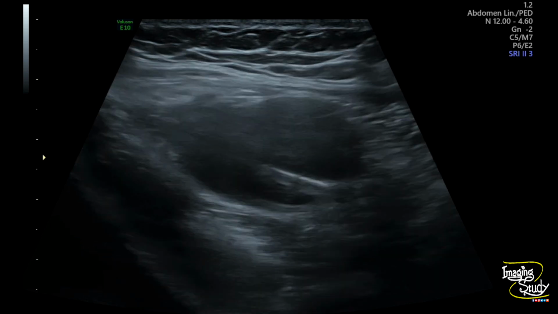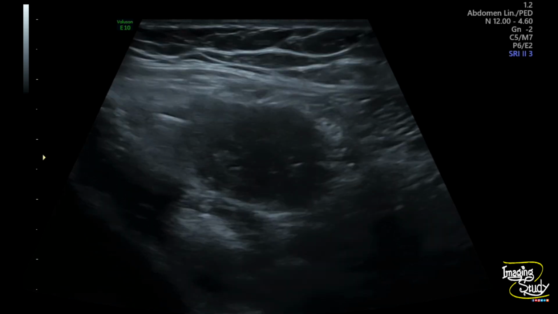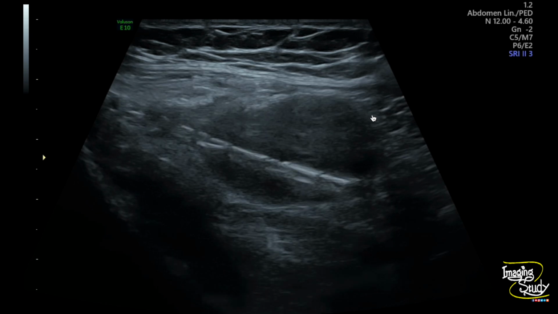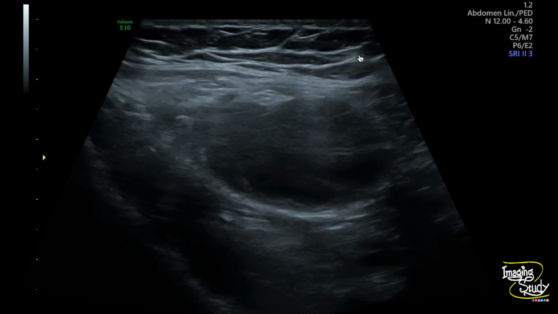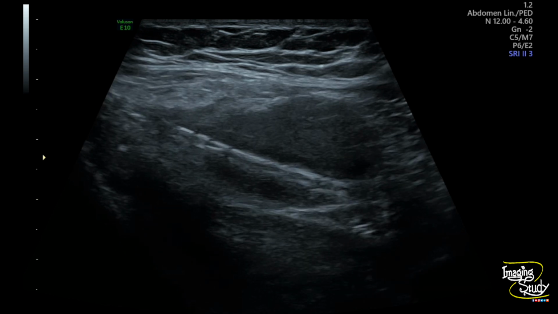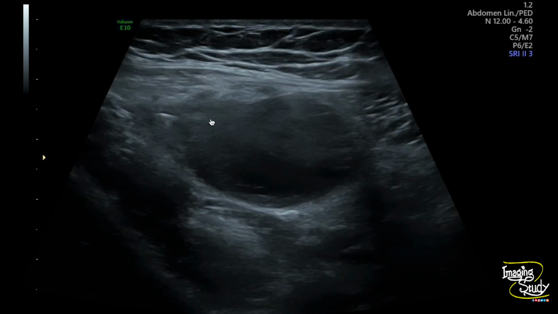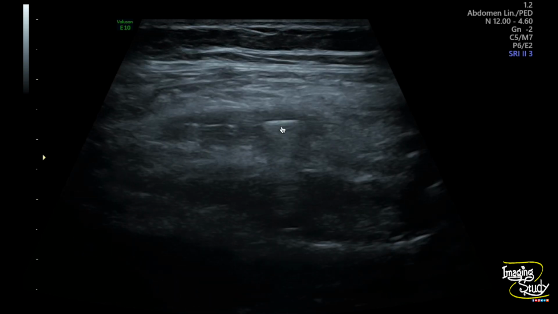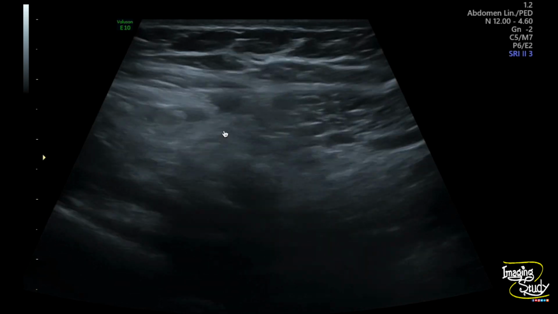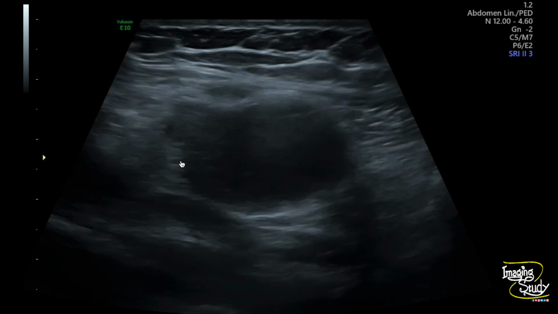Now let's look at the area with high frequency linear transducer, and you can see this copper T surrounded by the fluid. It is causing some adhesions and it forms a localized granuloma-like appearance. This is the horizontal part and this is the vertical one.